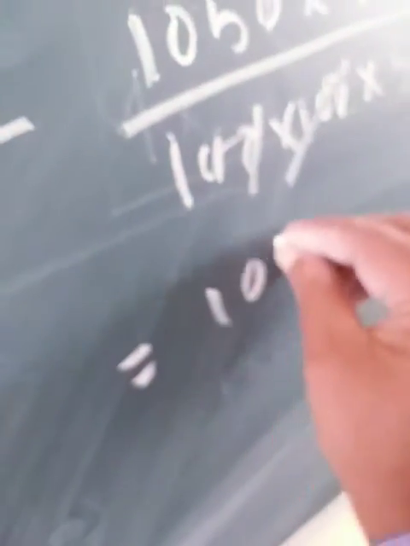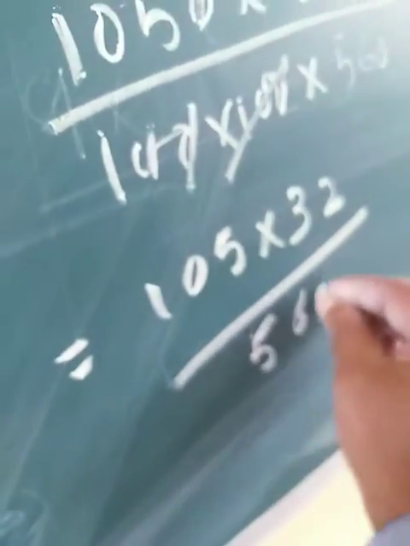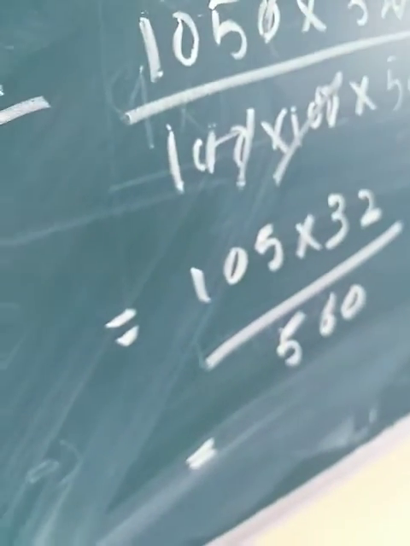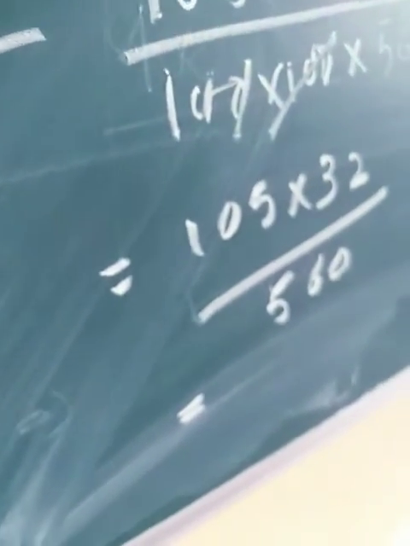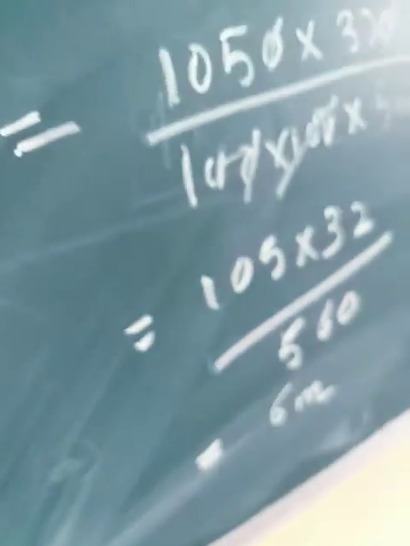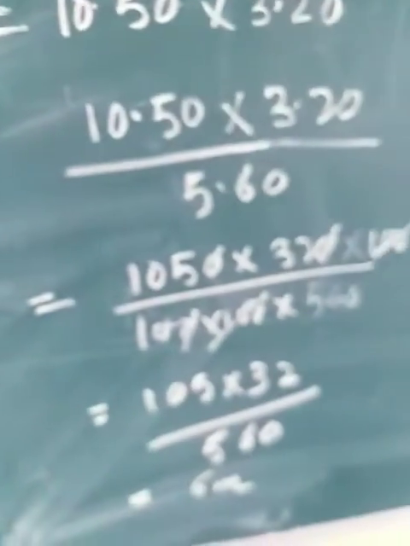So this 100 will be cancelled. Now these two zeros will also be cancelled. So it will look like 105 into 32 by 560. Now when you solve this, you will get the answer as 6 meter. Fine, you will get the answer as 6 meter. Okay, so this is the solution of sum number 1 of question number 9.